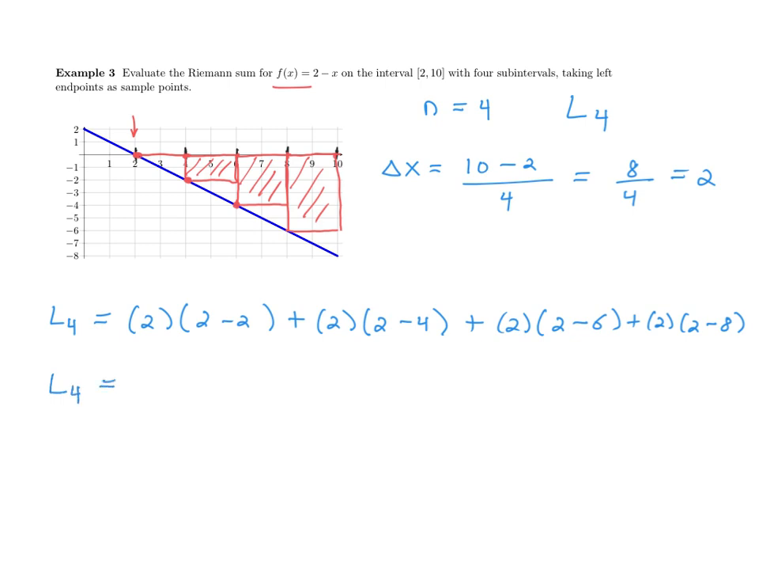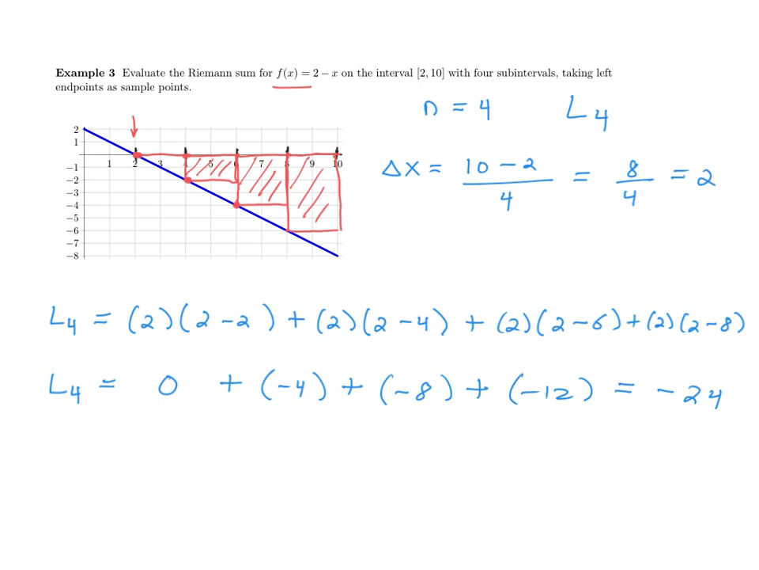All right, so the first one here is going to be 0 plus negative 2 times 2, which is negative 4, plus 2 times negative 4, that's negative 8, and then we have 2 times negative 6, that's negative 12. This whole thing, I don't really need my calculator, is going to sum to negative 24. This is kind of strange. This L4 estimates the area trapped by the x-axis and the function itself, and we're getting a negative number. But area shouldn't be negative.